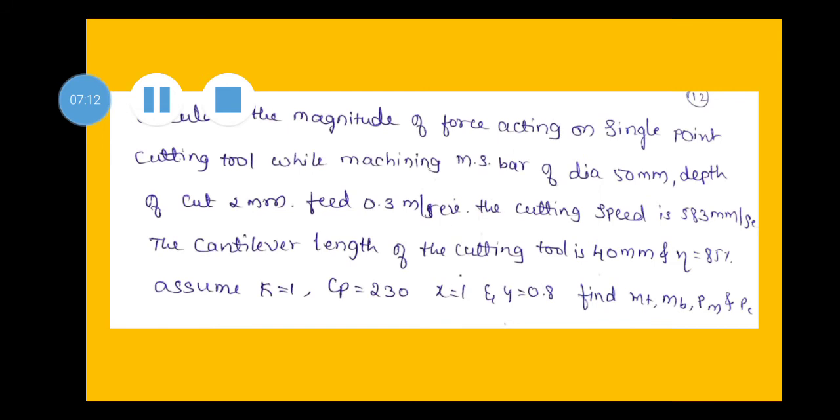Next question. Calculate the magnitude of force acting on a single point cutting tool while machining an MS bar of diameter 50 mm, depth of cut 2 mm, feed 0.3 mm per revolution, cutting speed 583 mm per second, the cantilever length of the cutting tool is 40 mm and efficiency 85%. Assume K is equal to 1, Cp is 230, x is equal to 1 and y is equal to 0.8. Find the turning moment, bending moment, power of the motor, and cutting power.